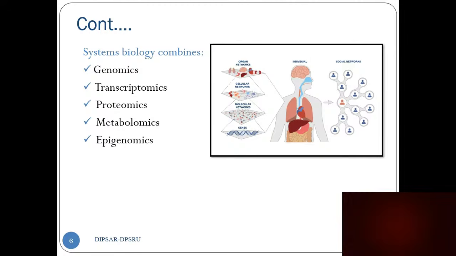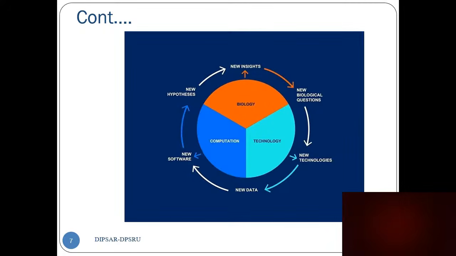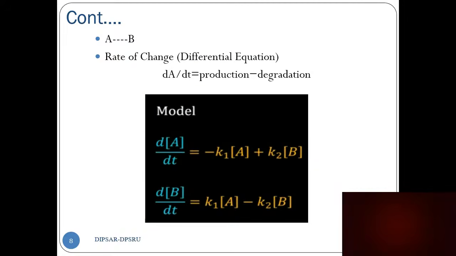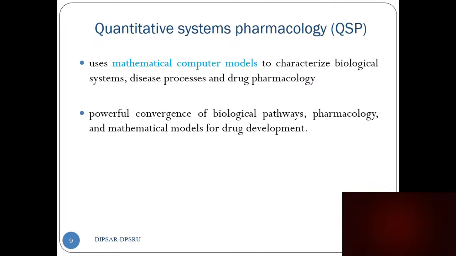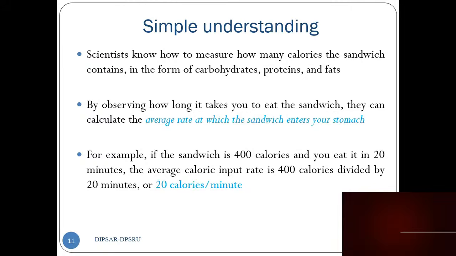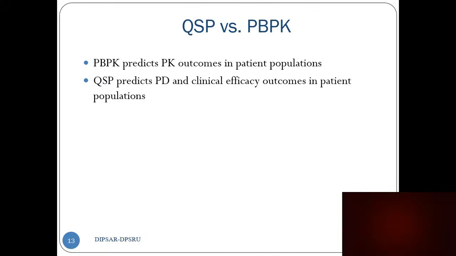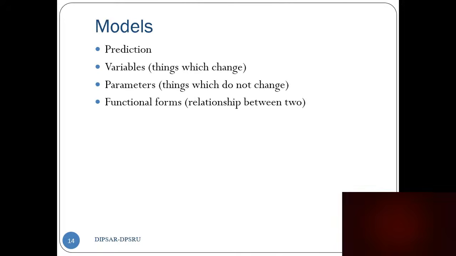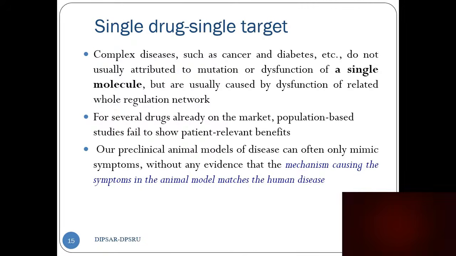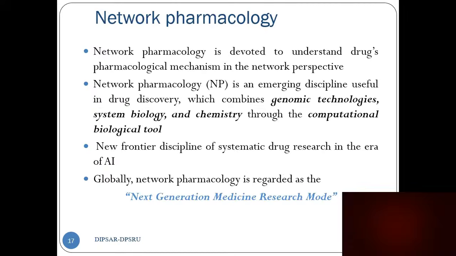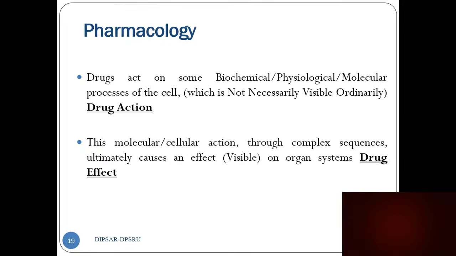Systems biology: what the different components under systems biology are, and what skills are required if you want to become a good network scientist. These are the simple equations, quantitative systems pharmacology. Then we discussed a simple understanding of how these things work, and quantitative systems pharmacology versus PBPK models, and the single drug, single target concept. We have discussed it in detail: what the single drug, single target concept is, and how network pharmacology helps pharmacology.